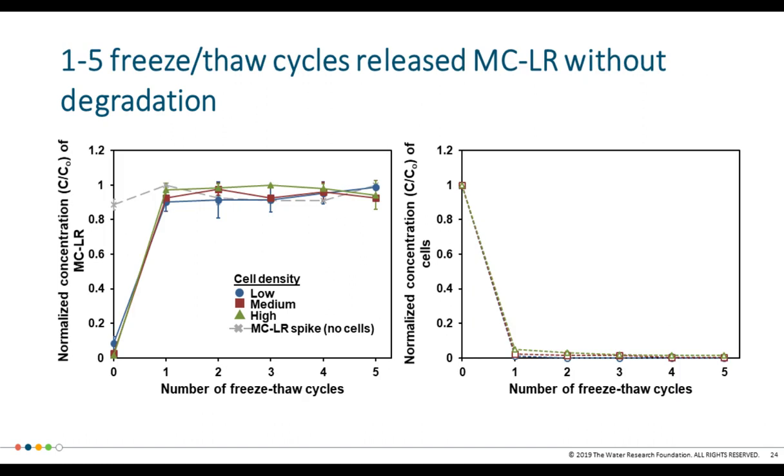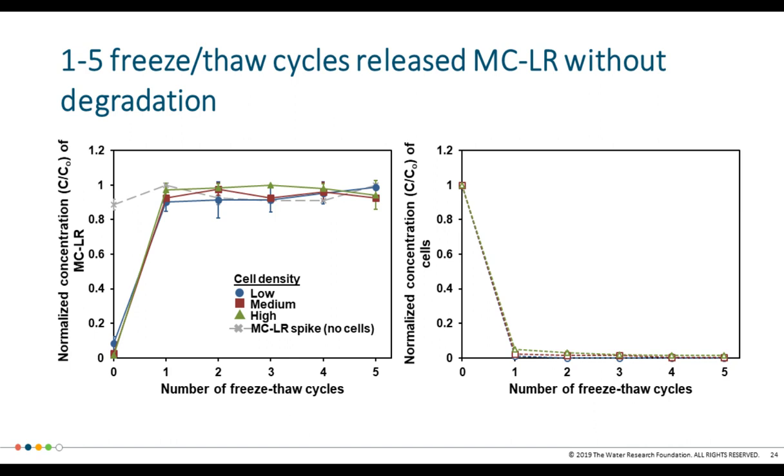When we look at freeze-thaw, we also saw success with 1 up to 5 freeze-thaw cycles. And so essentially, looking at the x-axis here, you can see the number of freeze-thaw cycles, and at all those cycles, we kept our control microcystin, and we released all the toxin from the cells. And similarly, we saw death of the cells at each of these freeze-thaw cycles as well.